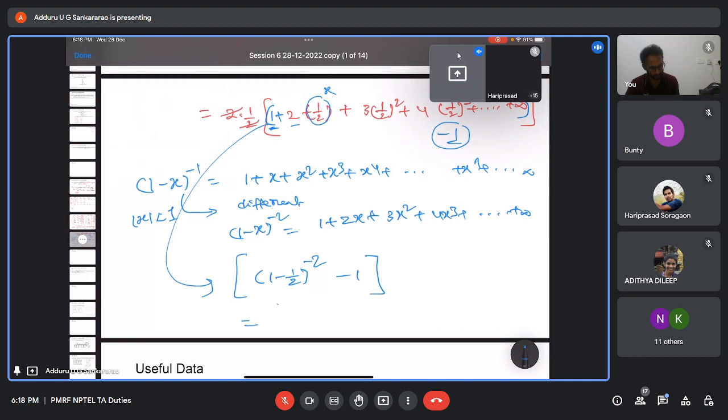1 by 2 power minus 2 is 4. This is minus 1. 4 minus 1, 3 is the answer. That means to get at least one head and one tail, you require, on an average, 3 tosses, since it's a fair coin.